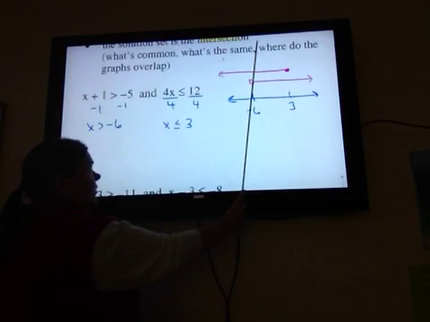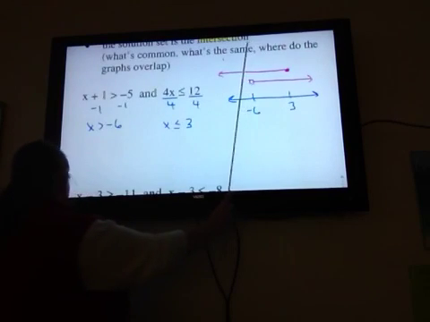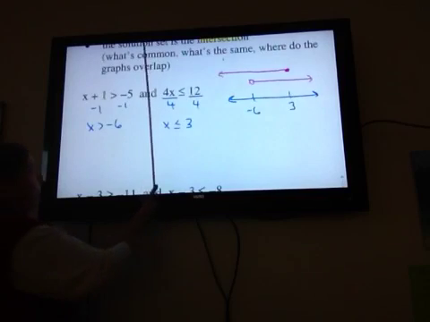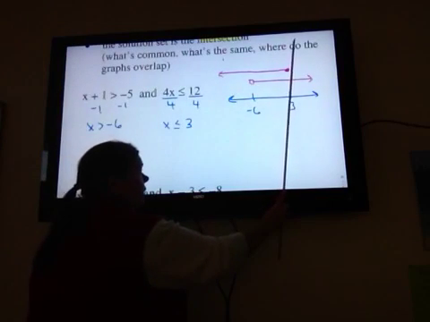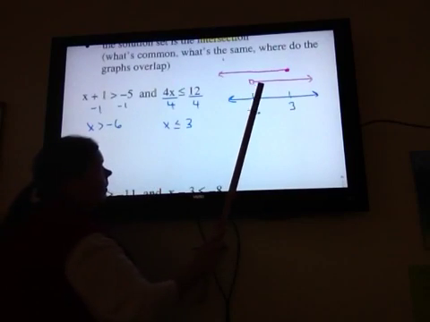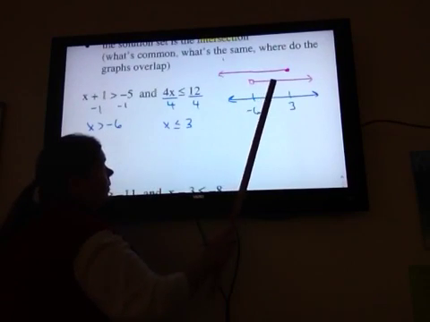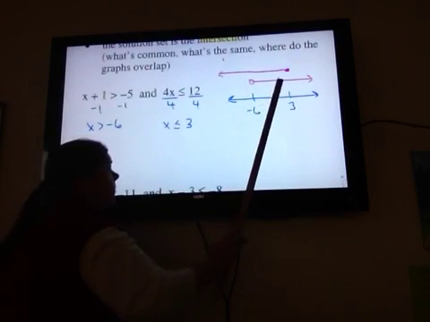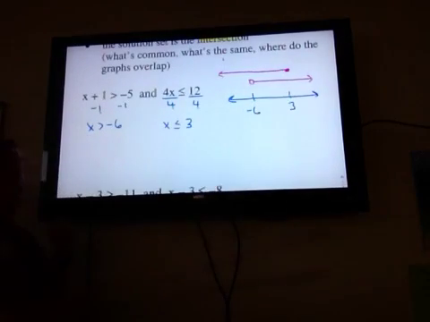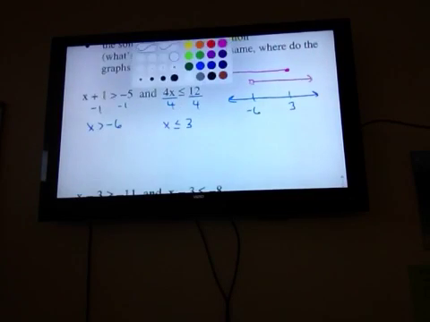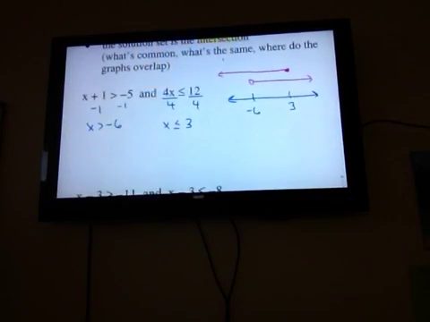If I start here at this circle and go to the left, that only works in the top line. Those numbers all the way down are only going to work in the top. If I start here and go to the right, they're only going to work on this bottom line. But right here, this is where my graphs are overlapping each other, which means that's the numbers that work on both of them. So my final answer graph looks like this.